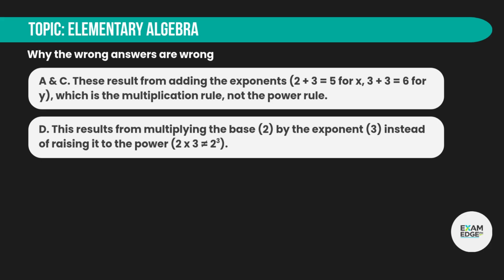Why the wrong answers are wrong? A and C. These result from adding the exponents. 2 plus 3 equals 5 for x, 3 plus 3 equals 6 for y, which is the multiplication rule, not the power rule. D. This results from multiplying the base, 2, by the exponent, 3, instead of raising it to the power. 2 times 3 does not equal 2 cubed.